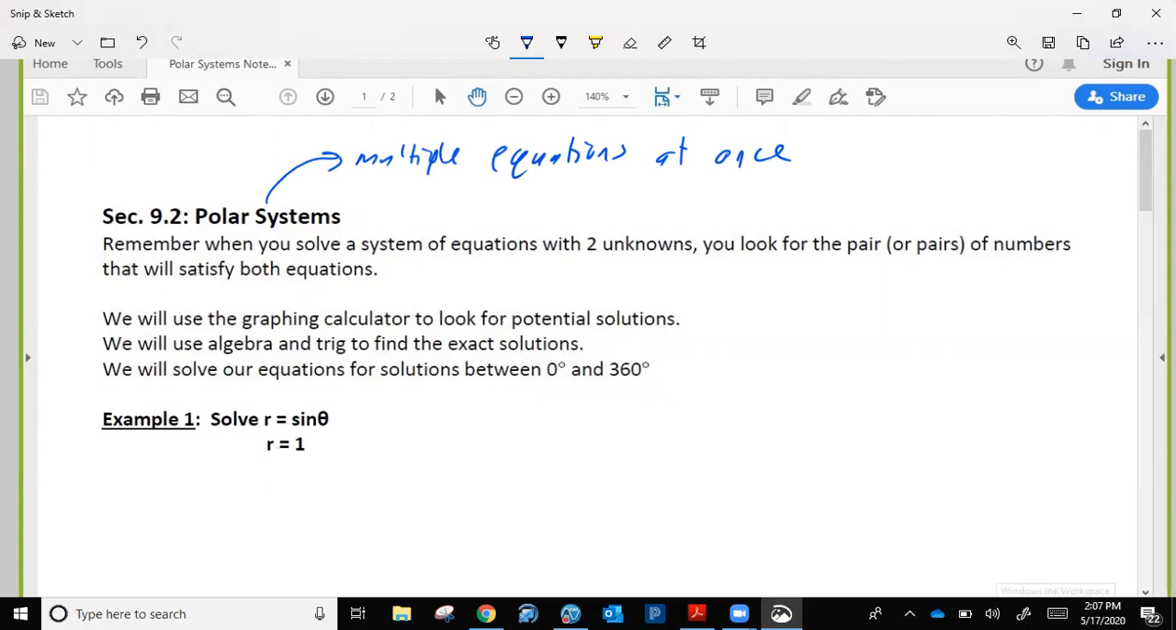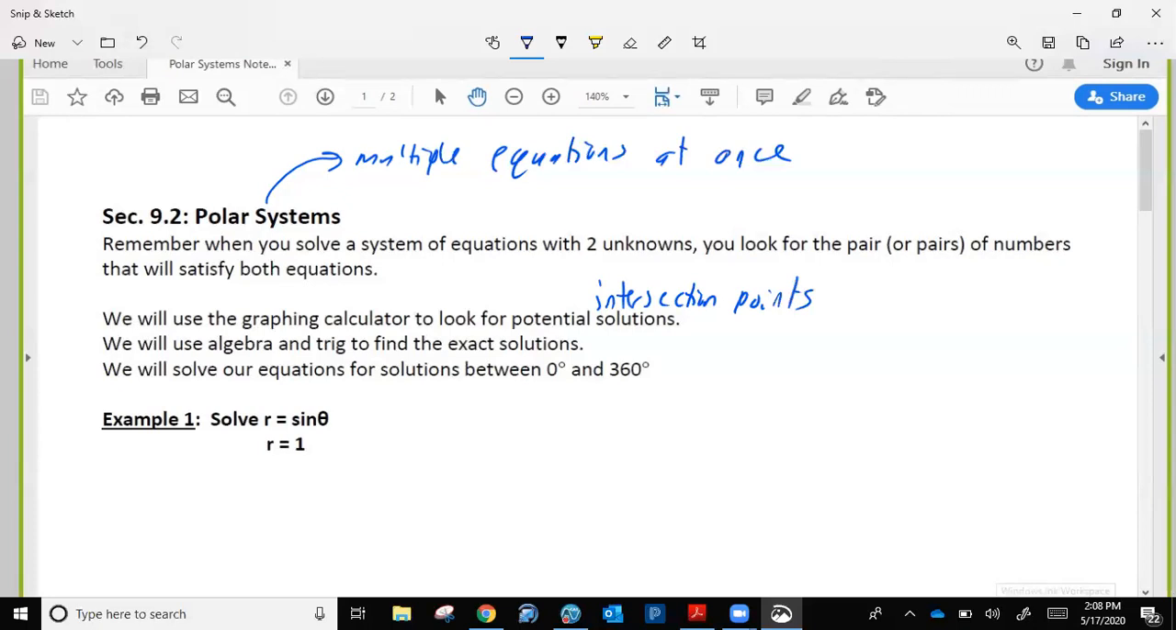Graphically in algebra, you could find the solution to a system of equations by finding the point of intersection. One nuance with polar is that the point of intersection where the curves cross does not always align with a solution. So we're going to use the graphing calculator to look for potential solutions, or intersection points. Then we're going to use algebra and trig to find the exact solutions, using some substitution and elimination.